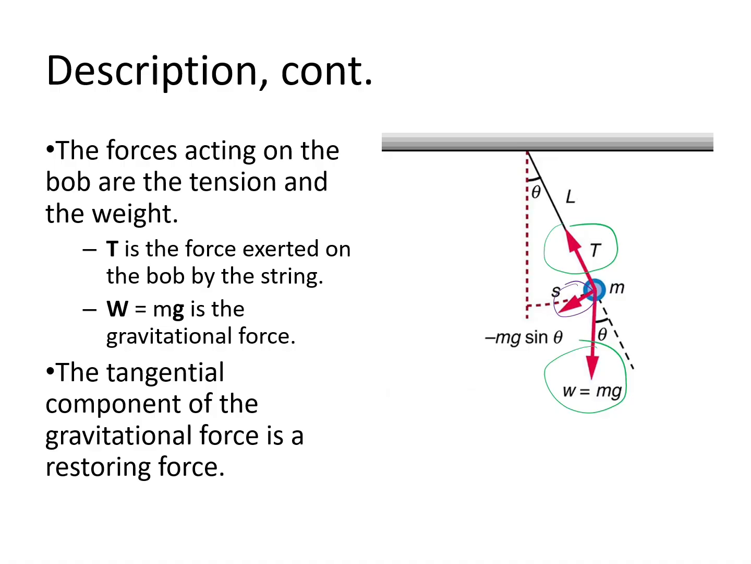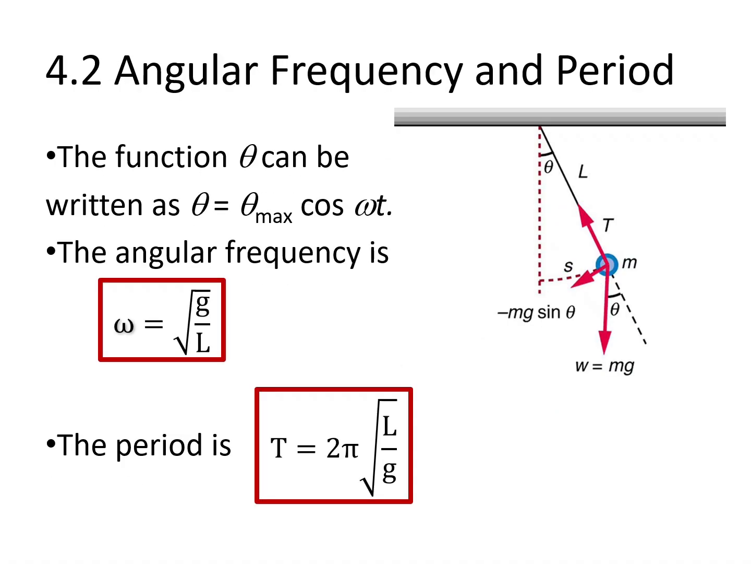Once the restoring motion is identified, we can write the angular position and find the angular frequency and period. For small angle motion, the angular position of the pendulum can be described using a cosine function. In words, the angle at any time equals the maximum angle multiplied by a cosine factor that changes with time. The maximum angle is the amplitude of the angular motion, and the cosine function describes the repeated back and forth behavior.